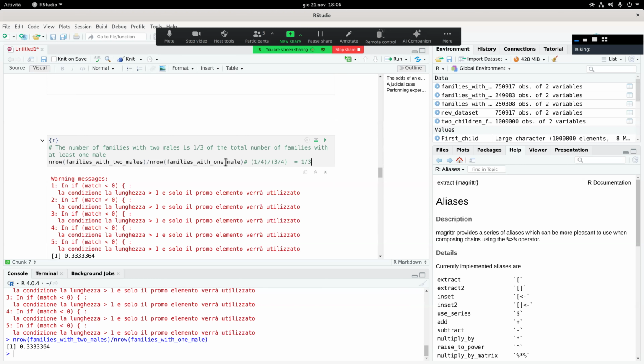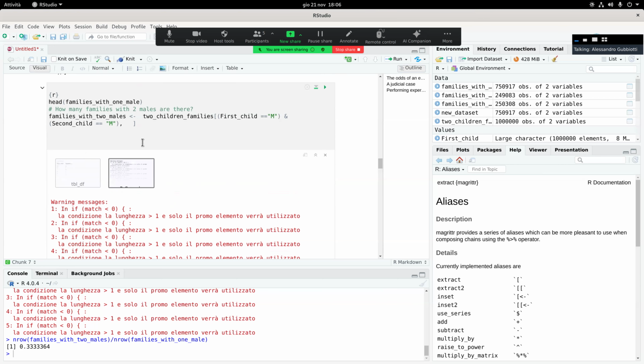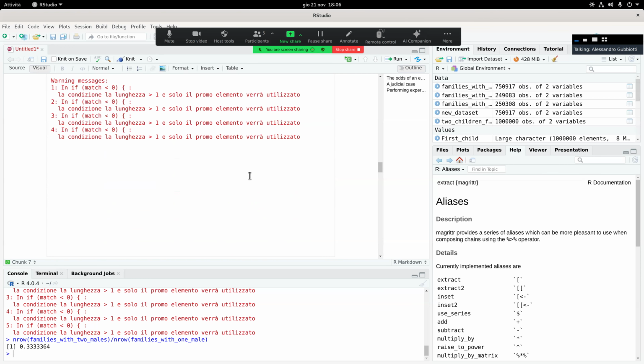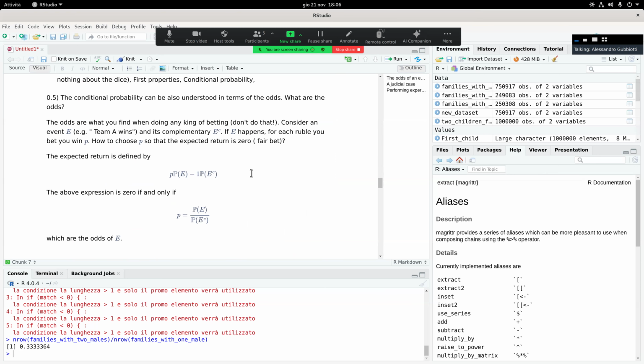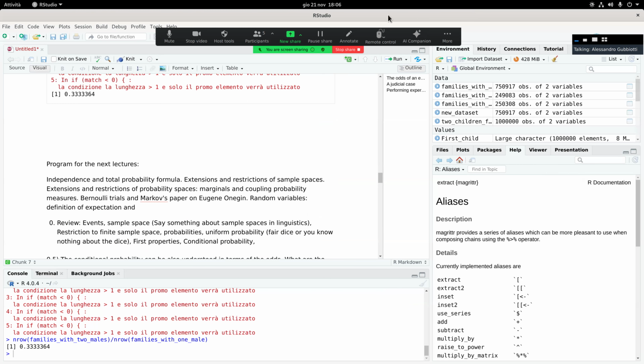So maybe let's take a break. Okay, it may seem that this has nothing to do with linguistics, but actually it has. Whenever you have data, this is a kind of data. Now it is not linguistic, but it's about children. But okay, it will make sense when you do some data analysis on linguistic data. So see you in 15 minutes.